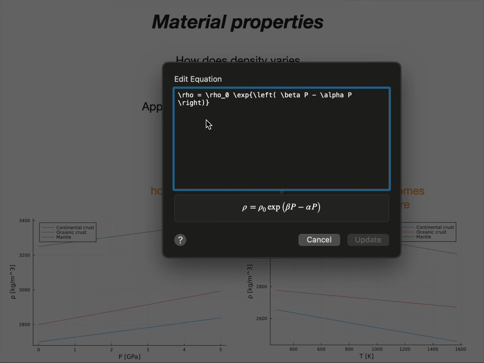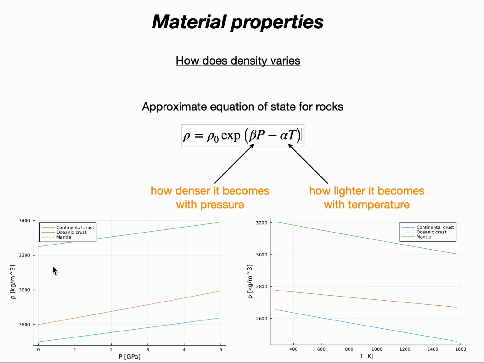Now you can create diagrams out of such expressions, and you get these nice diagrams here. For example, it shows you how density evolves with pressure for different types of rocks. Typical density is contained between 2,500 and 3,500, more or less. You see this almost linear increase with depth. So the larger the pressure, the denser the material.